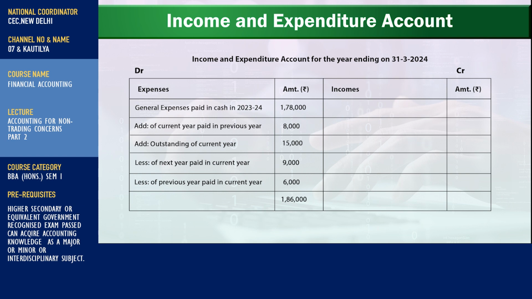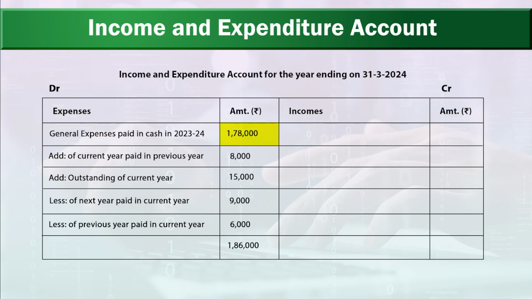On the debit side of income and expenditure account for the year ending on 31/3/2024, we can see that general expenses paid in cash in 2023-2024 is rupees 1,78,000. In it, we would be adding general expenses of current year paid in previous year amounting to rupees 8,000. Further, we would add outstanding general expenses of current year amounting to 15,000 in it.